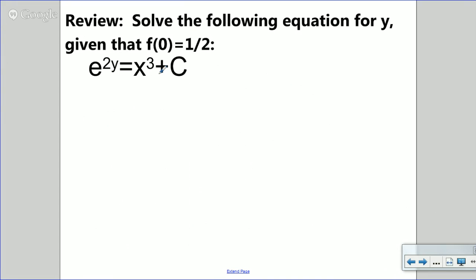Okay, so these problems, the algebra part is a two-step part really. First, find the constant. And do you remember how we did that? We would use the initial condition that was given. Remember, f of 0 equals 1/2 can be written as the ordered pair 0, 1/2, right? So this is x, this is y. We plugged those in to get c. Once we got c, we plugged that back in and then used algebra to isolate for y.